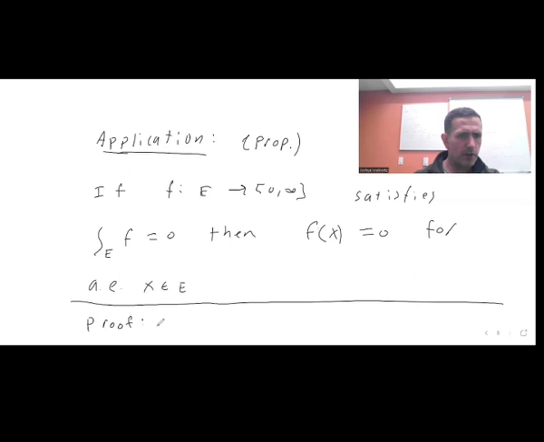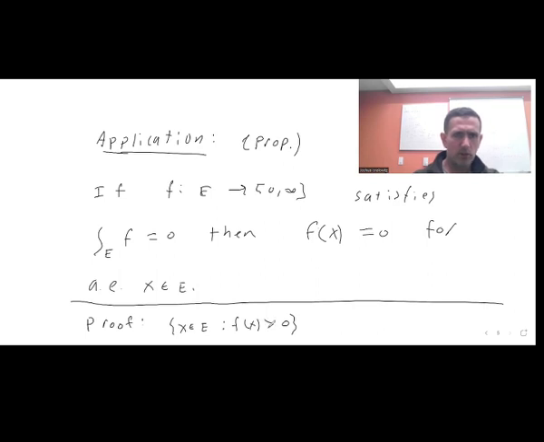Okay, so the proof is very easy. Let's look at this set here, the set of all x where f of x is positive. We want to prove that this has measure 0.